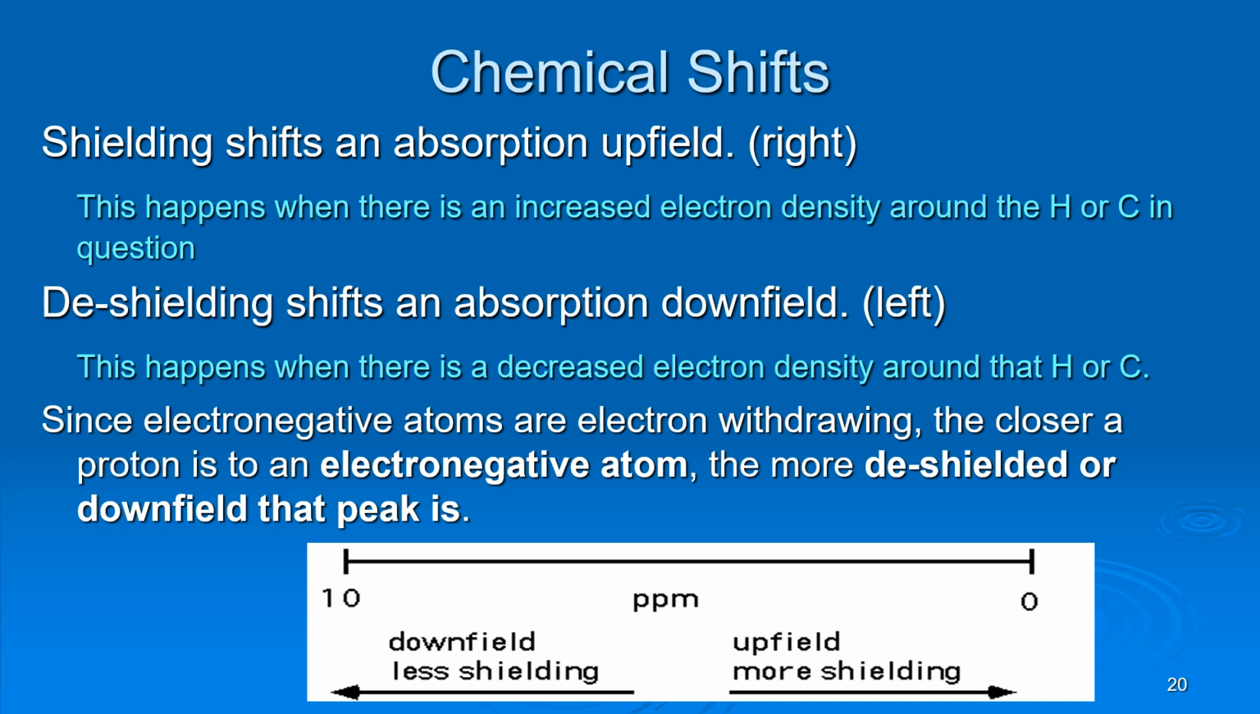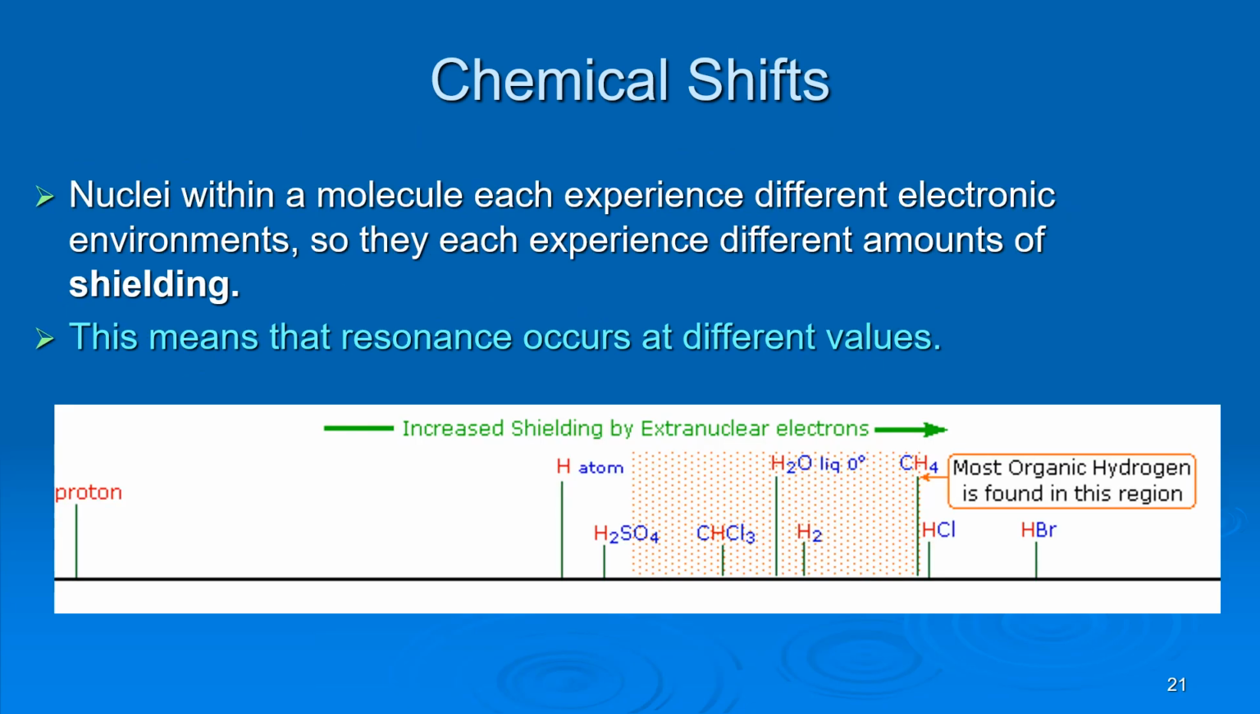Deshielding shifts the signal downfield to the left, and this happens when there's a decreased electron density around the H or C. That tends to happen when we have more electron withdrawing groups attached to the carbon. So oxygen, halogens, and nitrogen tend to be more deshielding, and so you see those peaks toward the left. Now it gets a little bit confusing because the left, which is more deshielding or less shielding, has the higher ppm.